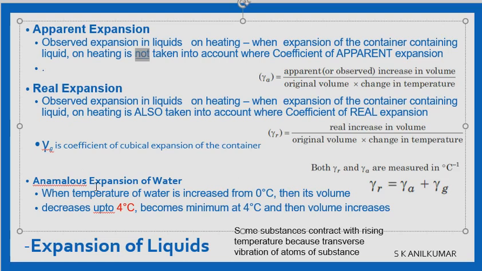What is anomalous expansion of water? Water is a liquid, it expands, it has apparent and real expansion. Anomalous expansion means that when the temperature of water is increased from 0, its volume decreases up to 4 degrees centigrade. When the temperature goes up from 0 to 1 to 2 to 3 to 4, the volume decreases. The volume is minimum at 4 degrees centigrade, and after 4 it starts increasing. This is called the anomalous expansion of water. This is a sort of anomaly.